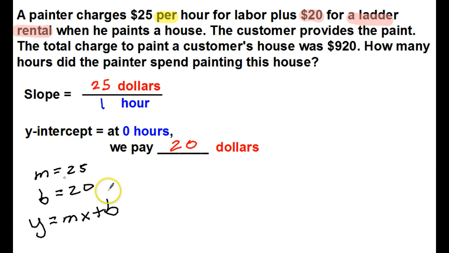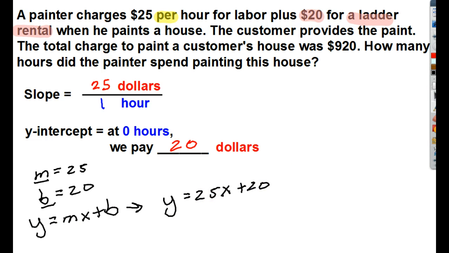So now the question is, how do we put this m, or slope, into the equation, and how do we put the b into the equation? What is our final equation going to look like? Yeah, we should get y equals 25x plus 20. So that is our full relationship.